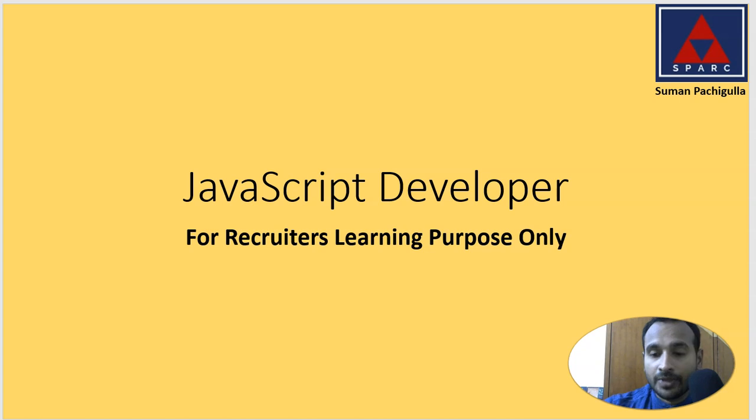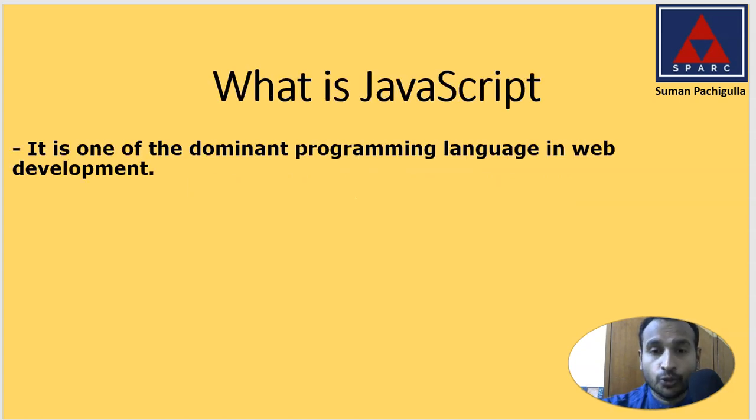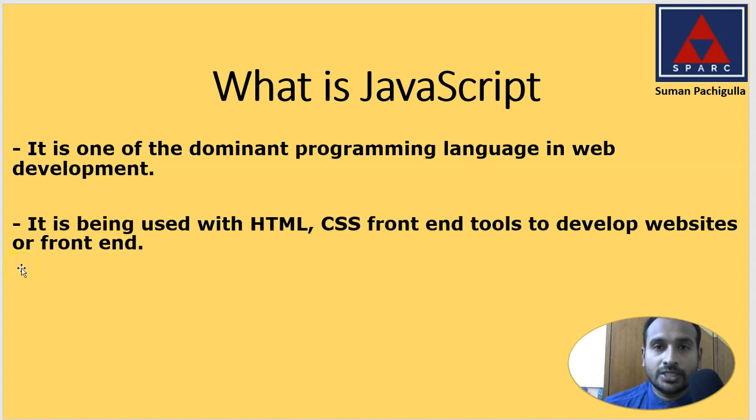Okay, and now what is JavaScript? JavaScript is one of the dominant programming languages in web development. This scripting language is used to develop front end applications, the front end pages. This tool, JavaScript, is used along with HTML and CSS to develop the website or front end.